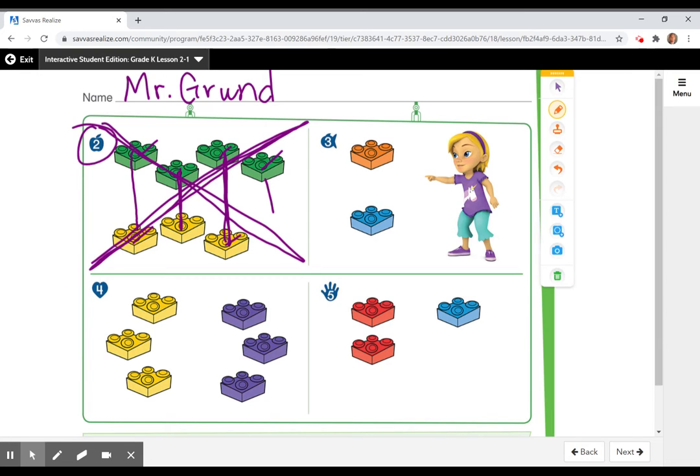Good. Now number 3, we have the fish. We have an orange Lego and a blue Lego. Do they match up? They do. Is there any more? Nope. So each one has a partner. So those are equal or the same. So I'm going to draw a big circle around both of them, because that tells me that they're equal.